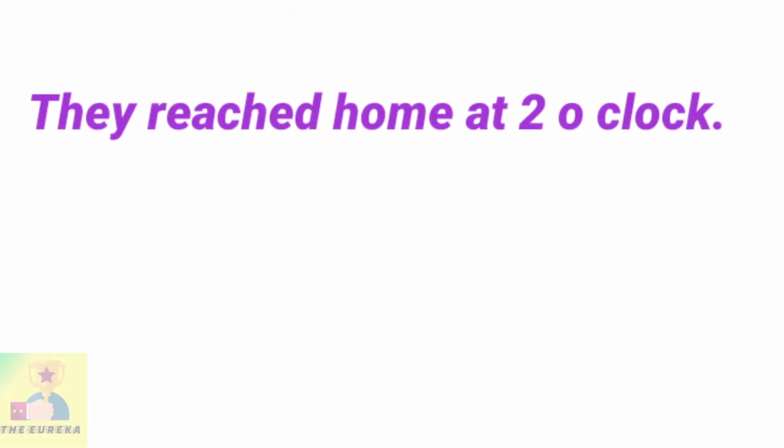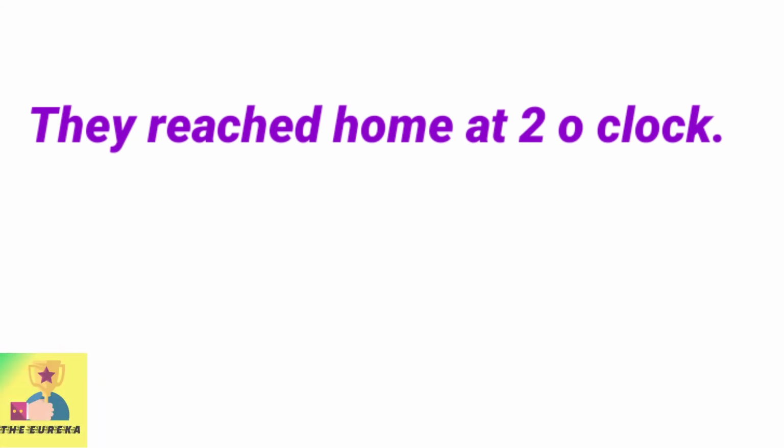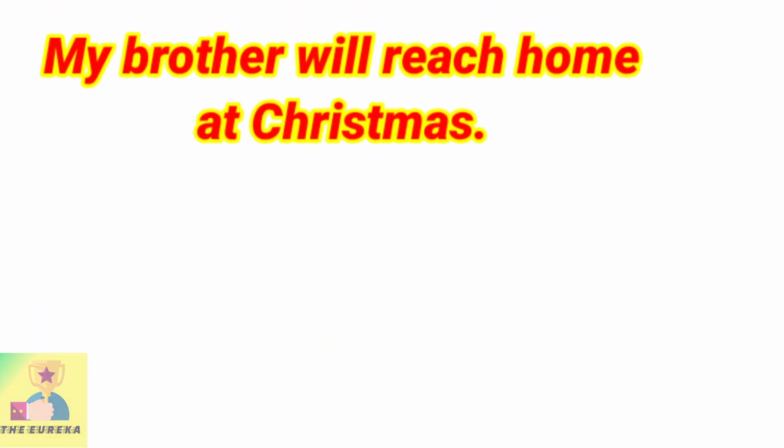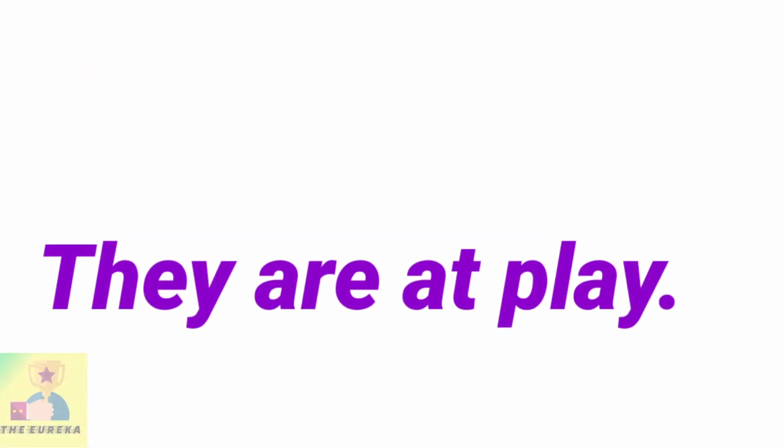They reached home at 2 o'clock. It shows the clock time. We reached home at dawn. That is at a point of time: at dawn, at dusk, at midnight. My brother will reach home at Christmas. They are at play. It is used for showing activity. And before the meals, next one: he is at breakfast, he is at lunch. That is to say, he is having lunch or breakfast.